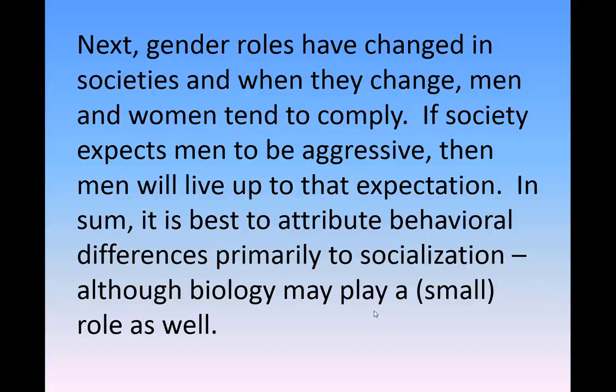gender roles have changed in society, and when they do change, men and women tend to comply. It's been a long time since I've been in high school, but when I was in high school, if there was going to be a date or prom or a dance, it was pretty much always the guy who asked the girl out. Now, if you had to think, what percent of the time do you think women ask guys out to prom?